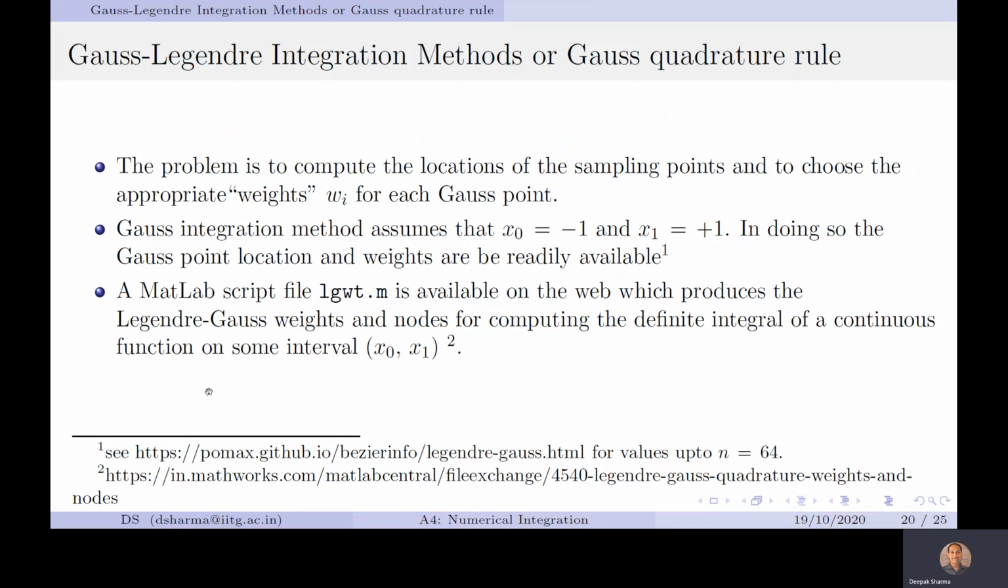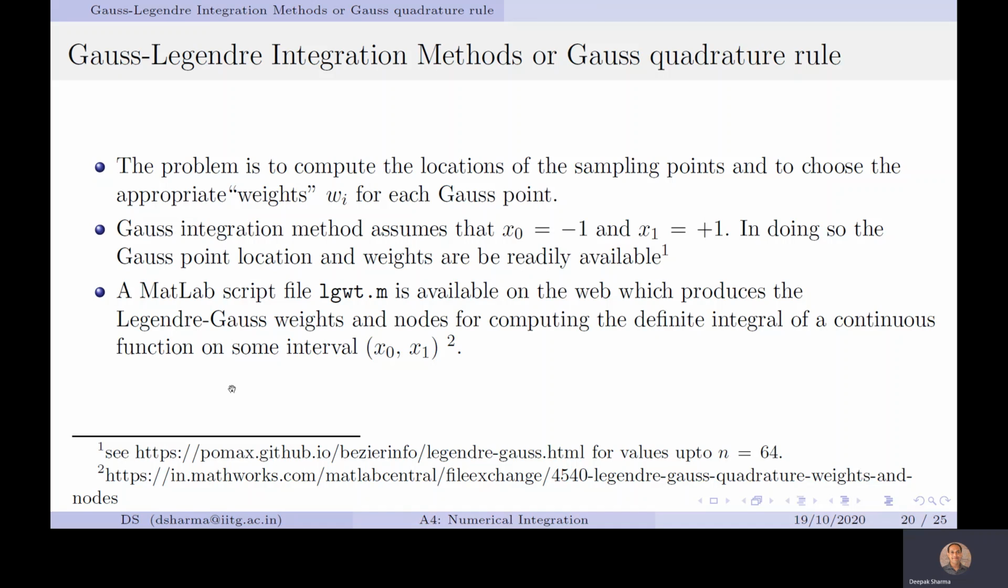Now, as we know what the points and the weights should be, the problem is to compute the location of the sampling points and to choose the appropriate weights. So the Gauss integration method assumes that x0 is -1 and x1 is +1. In doing so, Gauss point locations and weights can be readily available.